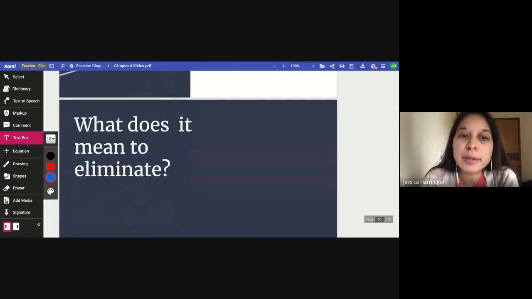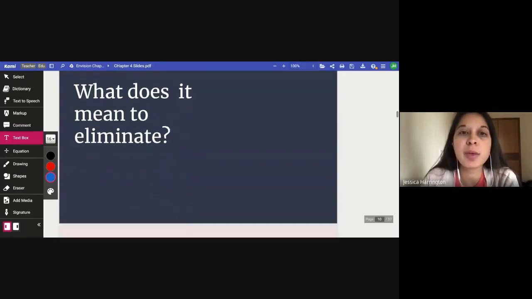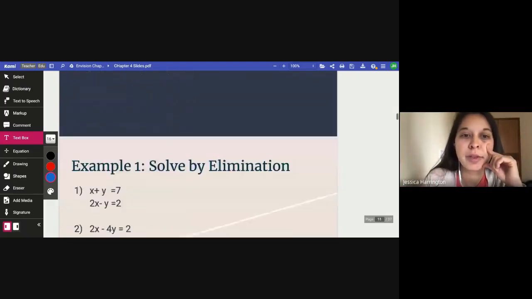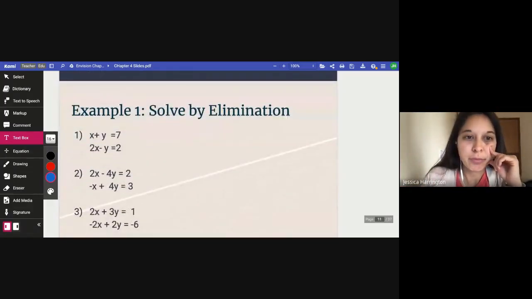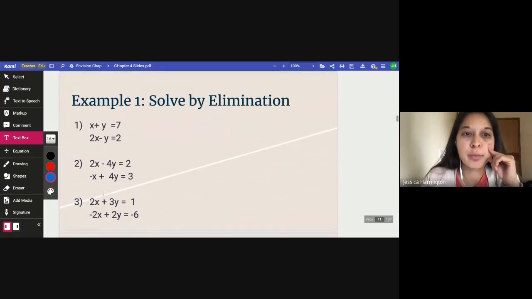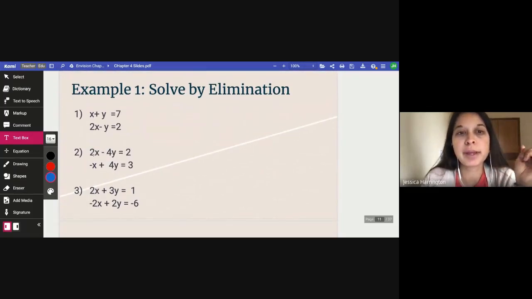So what does it mean to eliminate? If we're eliminating someone from the team, we're getting rid of them, right? So we're going to do the same thing with our variables. We're going to try to eliminate X or Y or whatever the two variables are. So we have these three problems we're going to solve here. We're going to solve them by elimination.